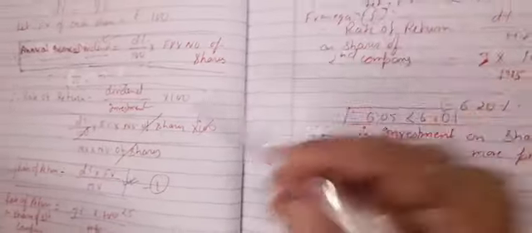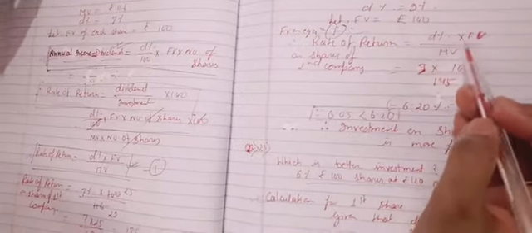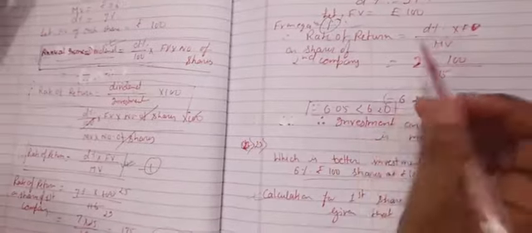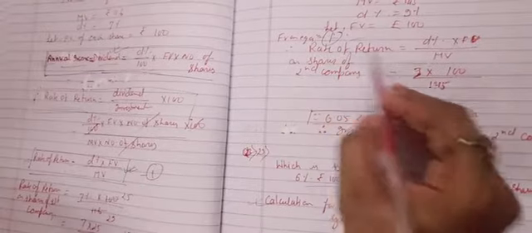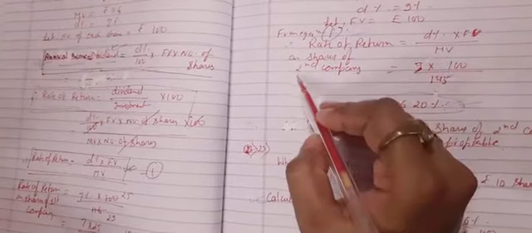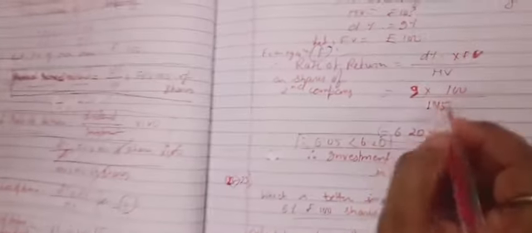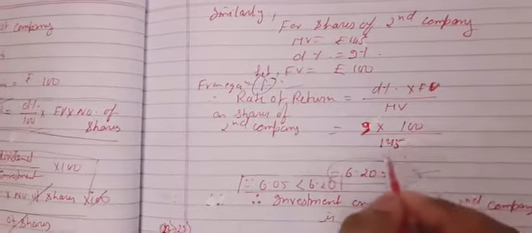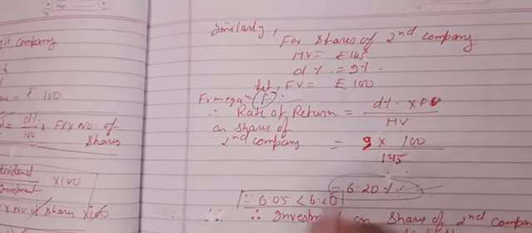So directly I have written from equation 1, rate of return is dividend percent into face value upon market value. You have seen this one, so no need to do all these things once again. That is equal to 9%, dividend percent as given, into face value 100, upon market value 145. When we calculated, we got this is 6.20%.